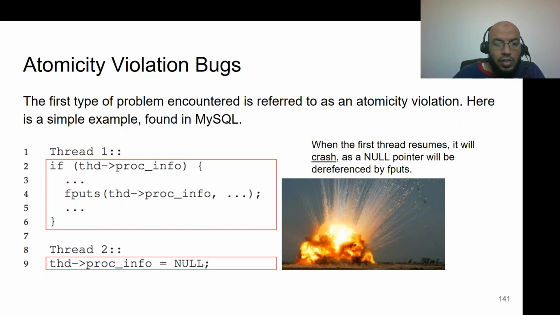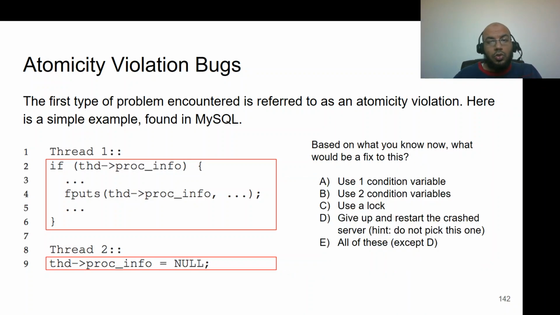So the issue now is that when the first thread resumes, if the first thread checks that it's not null, and then before it tries to print it, the scheduler schedules the second thread, which sets it to null, then when the first thread continues to run, it will have a null pointer dereferenced by fputs, and that will blow up your MySQL. So based on what you know, what would be a fix to this?